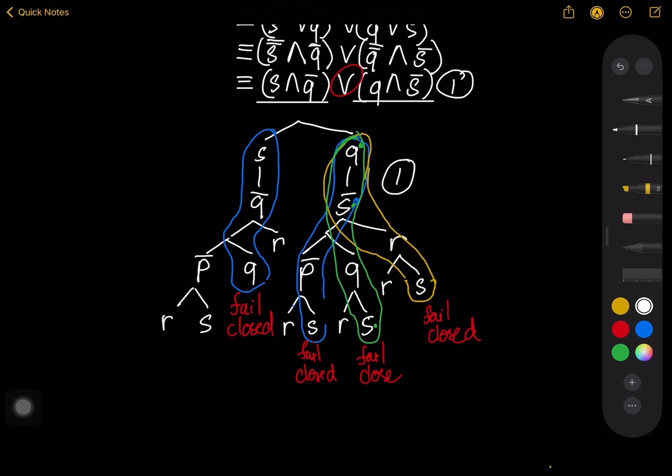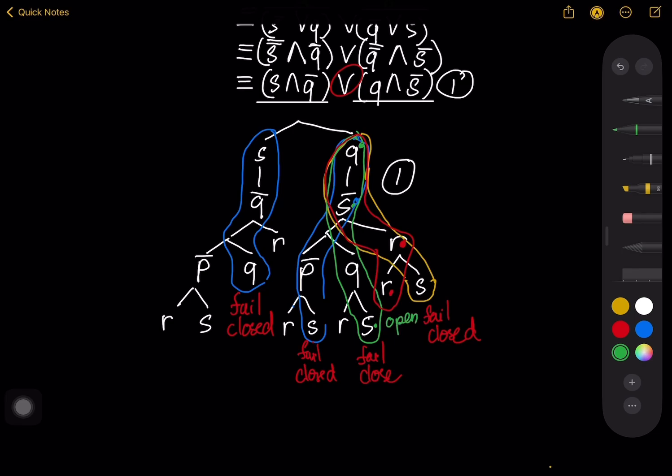But this branch here, we see R at the very bottom, and R on top. So there is no contradiction here. Not S, and Q on top. Therefore, this branch is open.